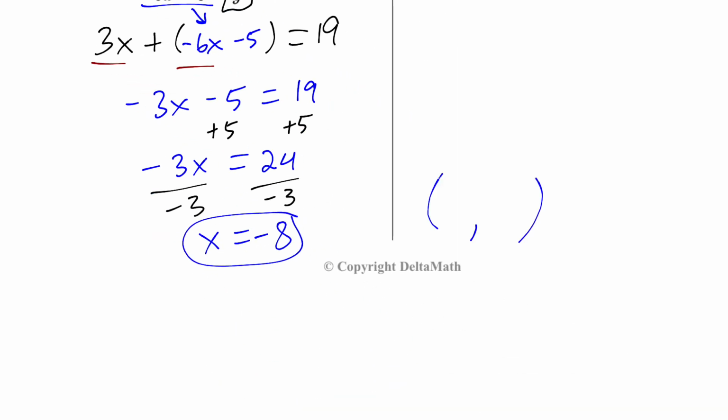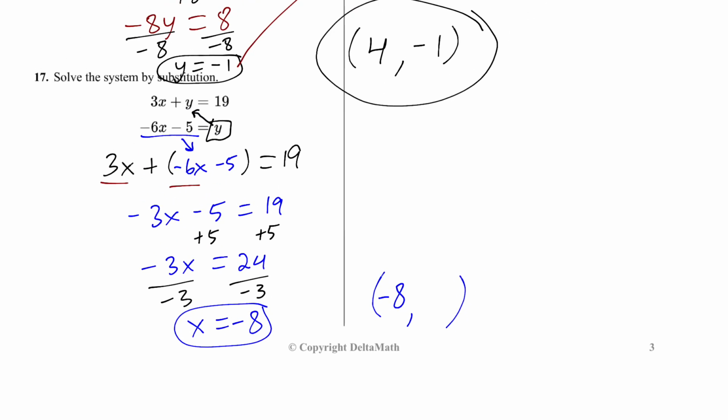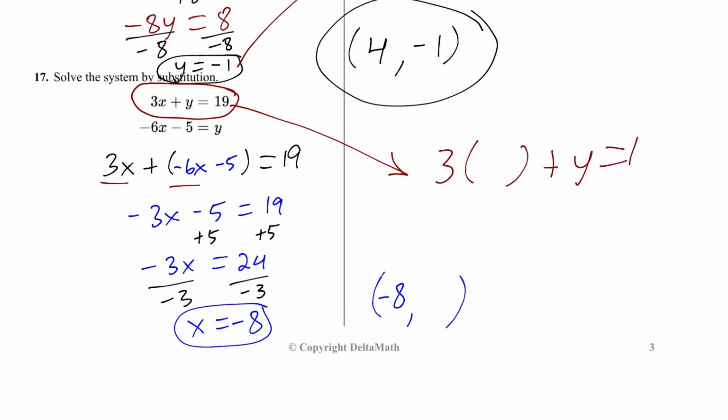So if I think about what my eventual coordinate will be, x goes here in the first column. And let's use one of our original equations to figure out what y is. It's starting to get harder to figure out which one is shorter. I might choose this top one. Let's write 3 parentheses plus y is equal to 19. That's because I'm plugging in the x value here.